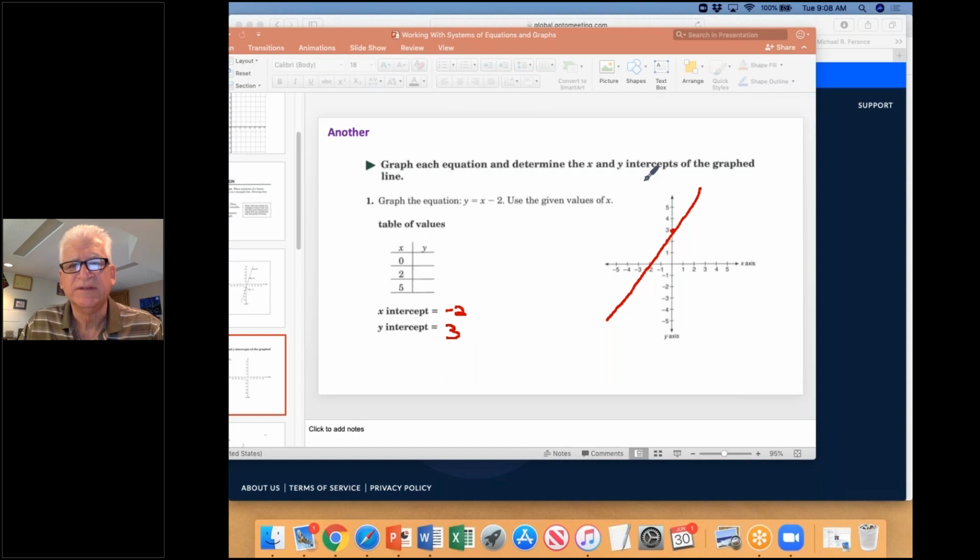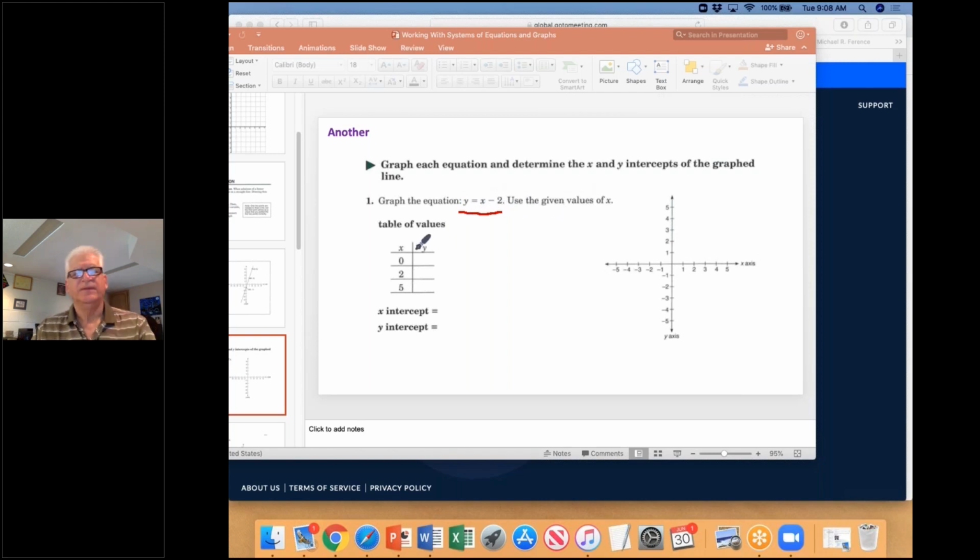But that's not the equation we're working with. That's just an example of the x and y intercept. So I'm going to get rid of that and start with this equation, y equals x minus 2.